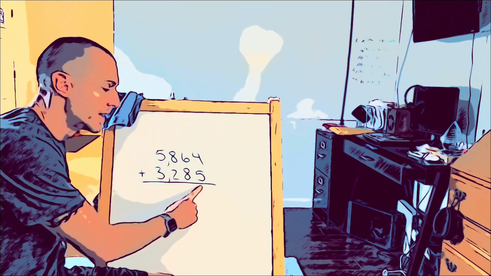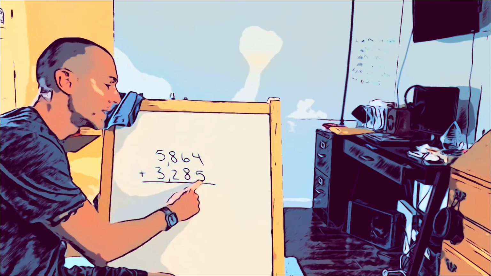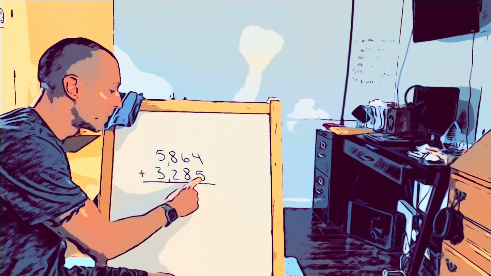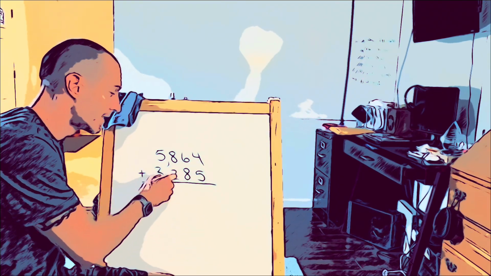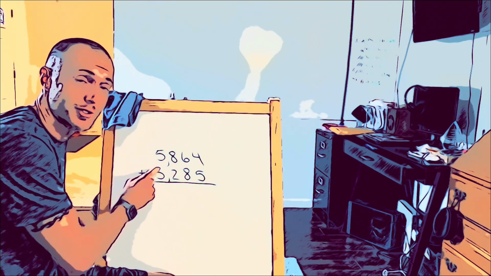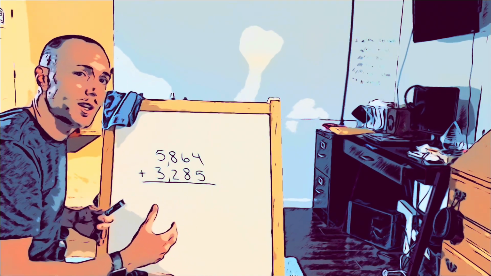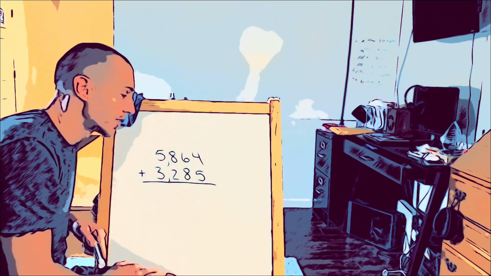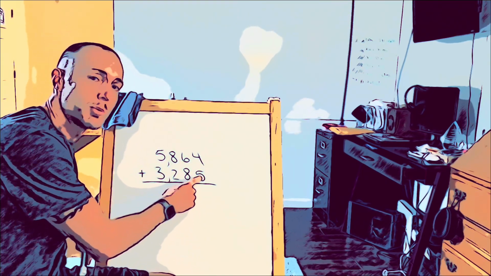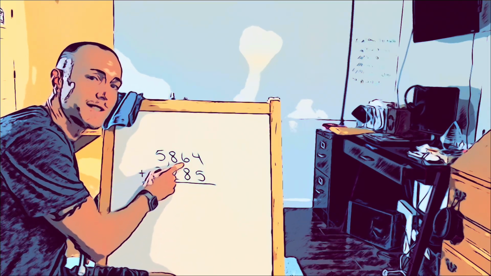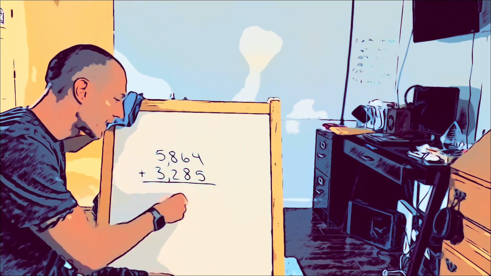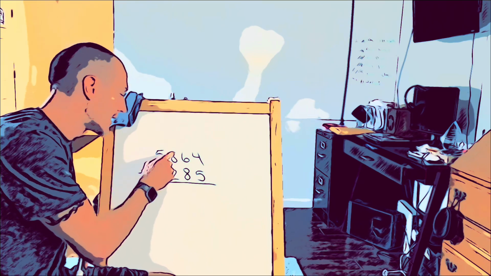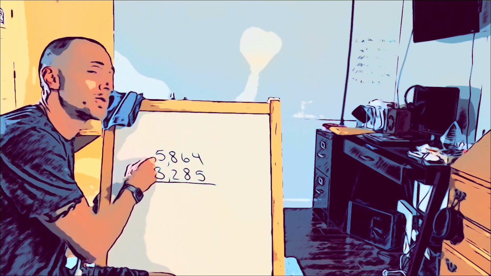Because remember, the rule is you add ones to ones, tens to tens, hundreds to hundreds, thousands to thousands. As long as they match up, then you're in good shape. So you have to line up your place values when you're doing this addition. And then if I get 10 ones, I can always regroup them to a 10. Okay, if I get 10 tens, I can regroup them to 100.